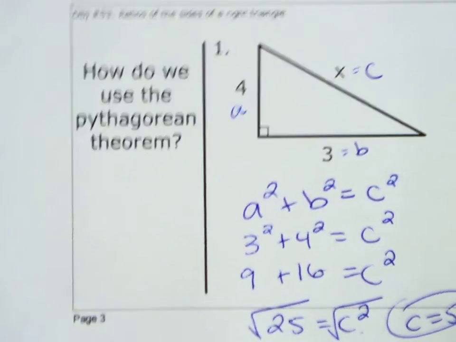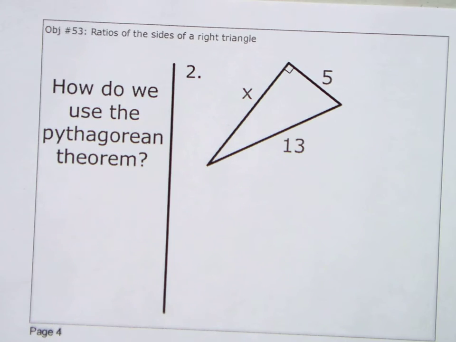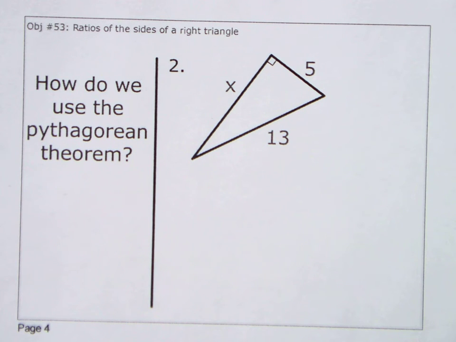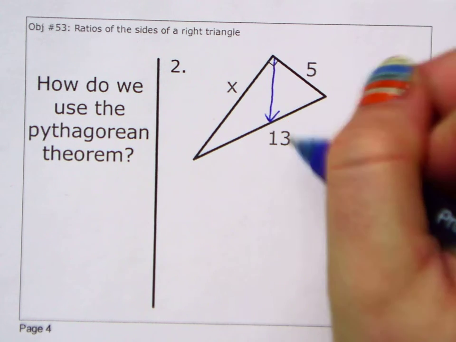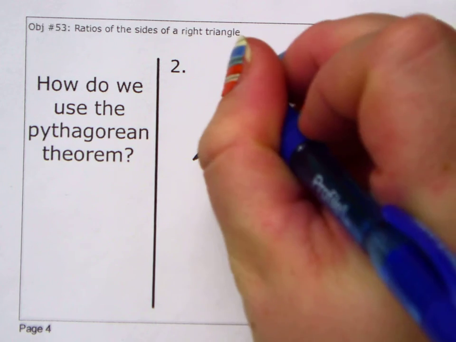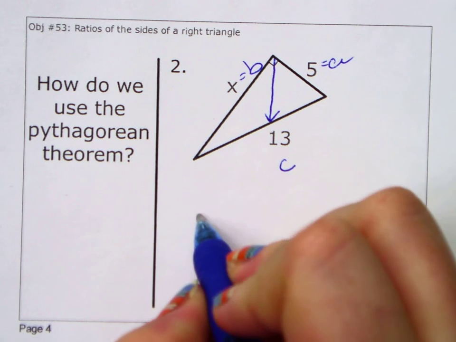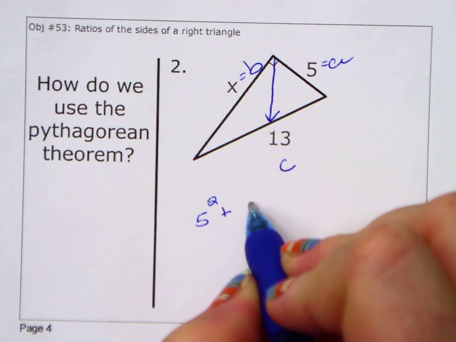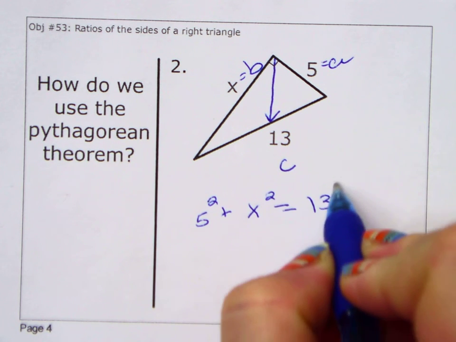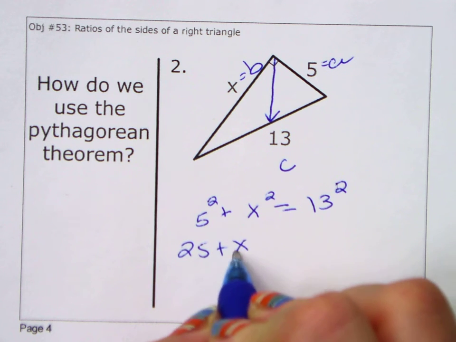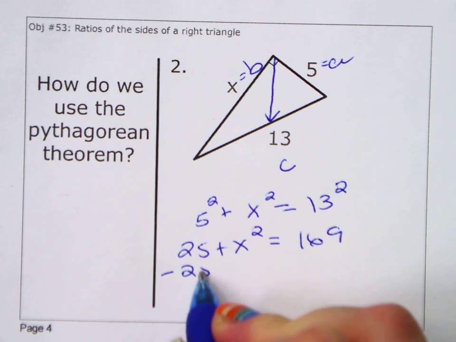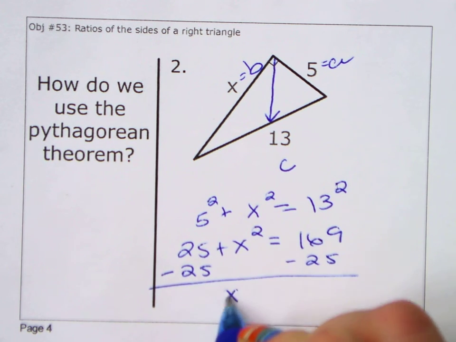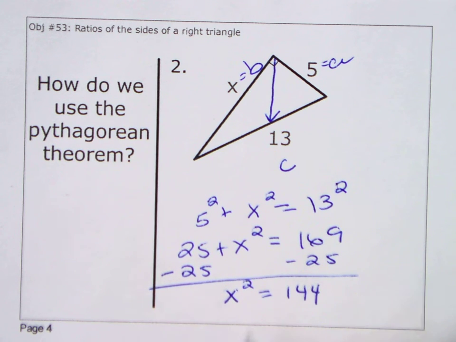All right, one more. How do we use the Pythagorean theorem? Again, label. Now, which one's the c here? C is 13, again across from your right angle. And again, it doesn't matter which is a and b. So I'm going to do 5 squared plus x squared equals 13 squared. 25 plus x squared equals 169. Now remember, you're trying to solve for x, so you have to subtract 25. X squared equals 144. Square root. X equals 12.